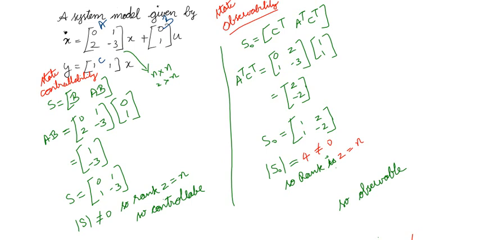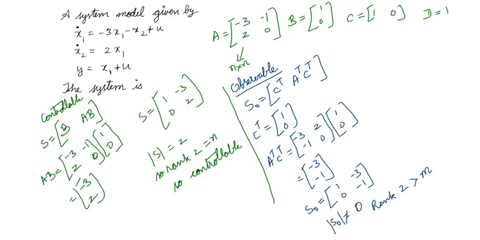Now you take the determinant, we get the answer as 4, that is not equal to 0. So the rank is 2, which is equal to N. So the system is observable. So it's both controllable and observable. Okay. Then another problem, they are given a state space model. In this, they are asking whether it is controllable or observable.